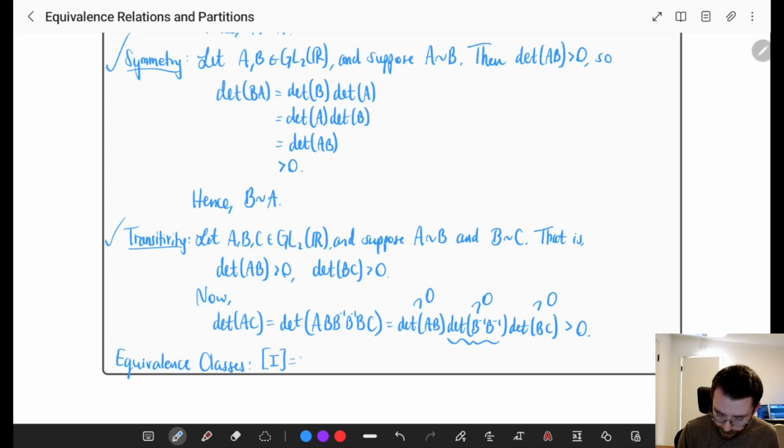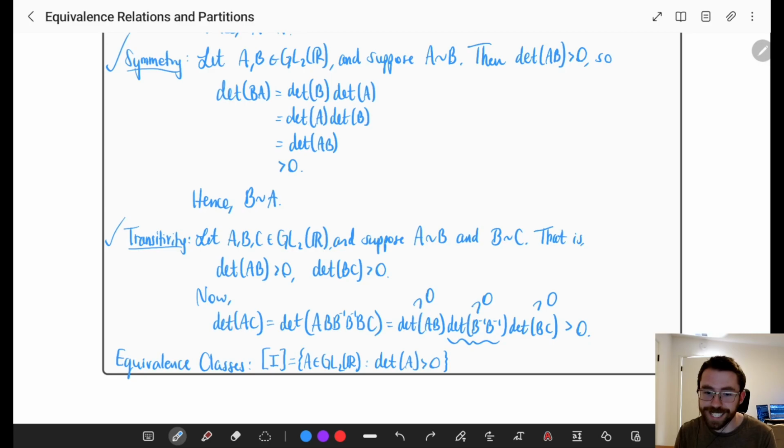Well, let's just write the definition. That would be the set of all matrices in GL2R that are related to the identity. So A is related to I. What does it mean for A to be related to I? It means the determinant of their product is positive. But A times I, well, that's just A. So the equivalence class of the identity matrix should be this set. It's actually written quite nicely now. It's the set of all positive determinant matrices.